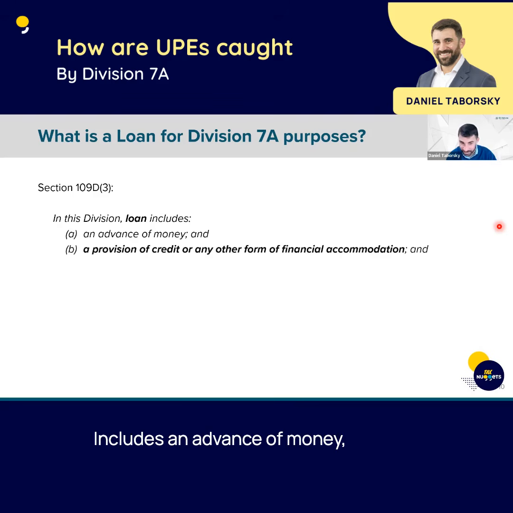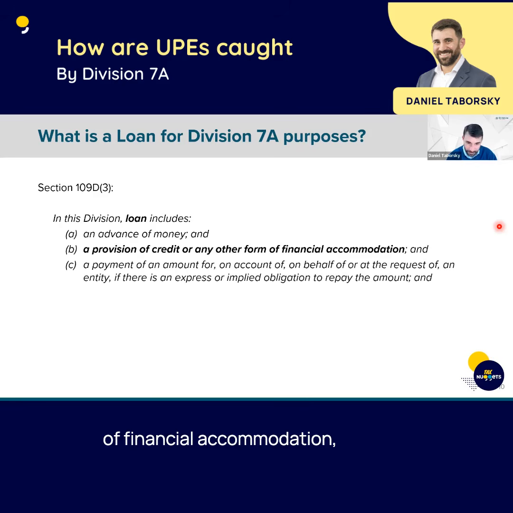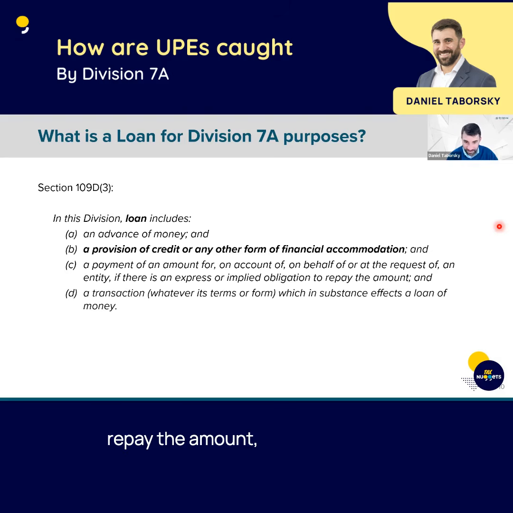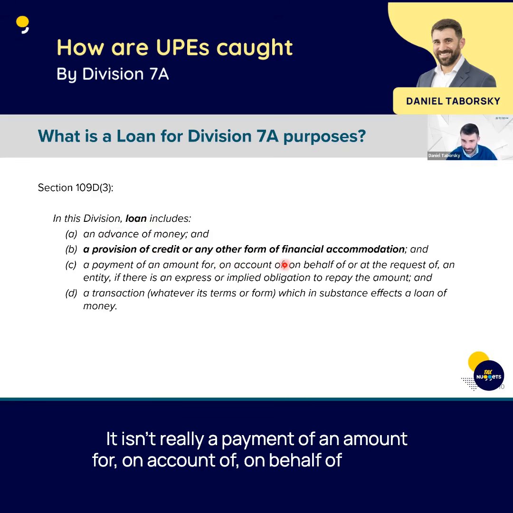It includes an advance of money, includes a provision of credit or any other form of financial accommodation. It includes a payment of an amount for, on account of, or on behalf of an entity if there's an obligation to repay the amount. And then a transaction which in substance effects a loan. So that's the definition. A UPE isn't really an advance of money. It isn't really a payment of an amount for, or on account of, or on behalf of an entity.